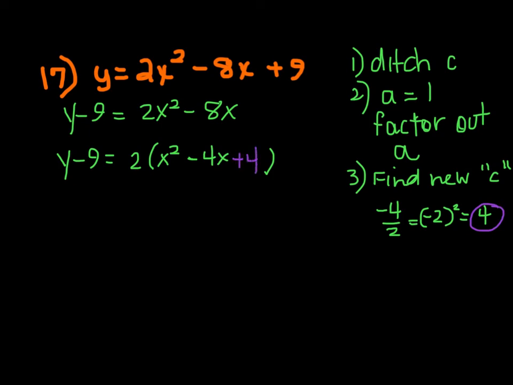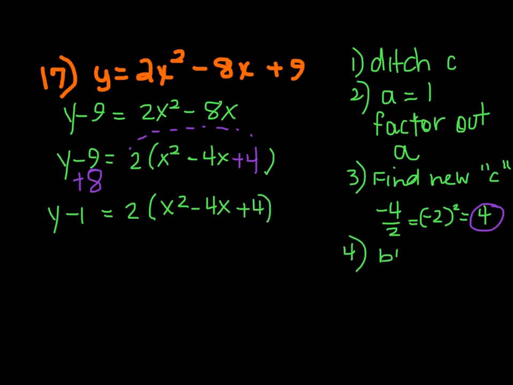When you factor out the a and you create this c, remember, on this side of the equation, I didn't add 4, because this is really 2 times x squared minus 4x plus 4. I actually added 8 to this side of the equation, 2 times 4. So if I add 8 over here, I have to add 8 over here. So I'm going to have y minus 1 equals 2 times x squared minus 4x plus 4.